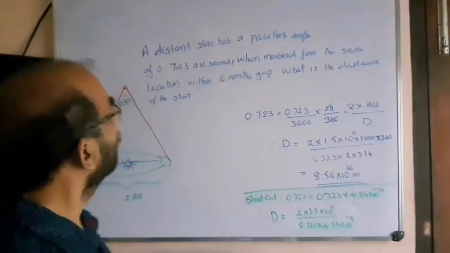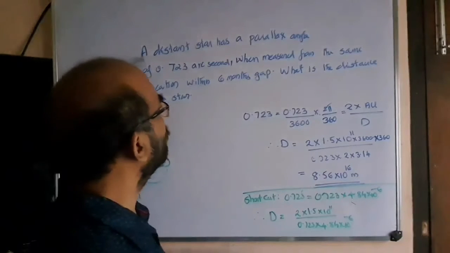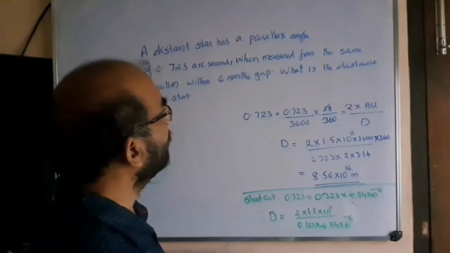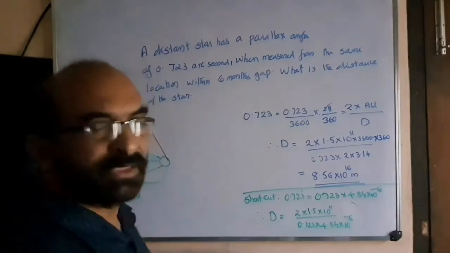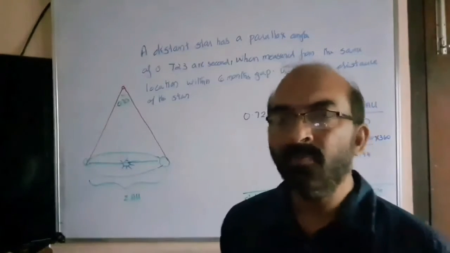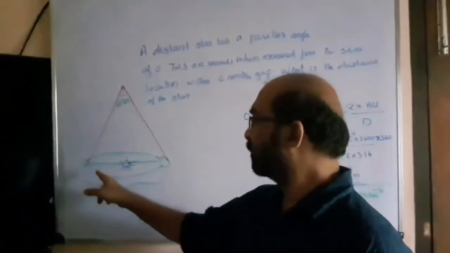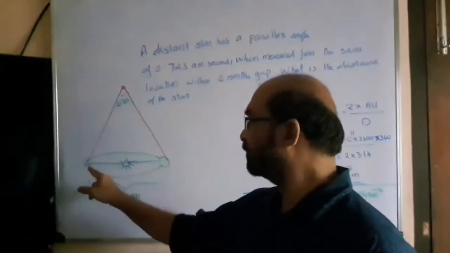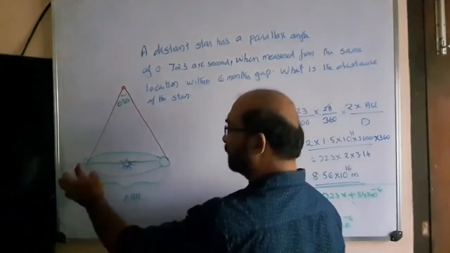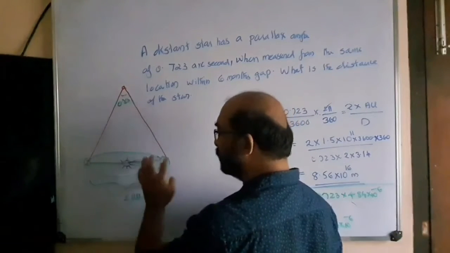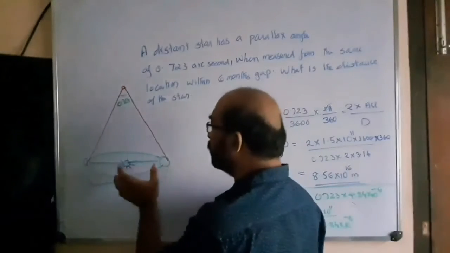This is the first problem. A distant star has a parallax angle of 0.723 arc second when measured from the same location within a 6 months gap. What is the distance of the star? You know what is the specialty of 6 months? Within 6 months, Earth completes half its revolution around the sun.